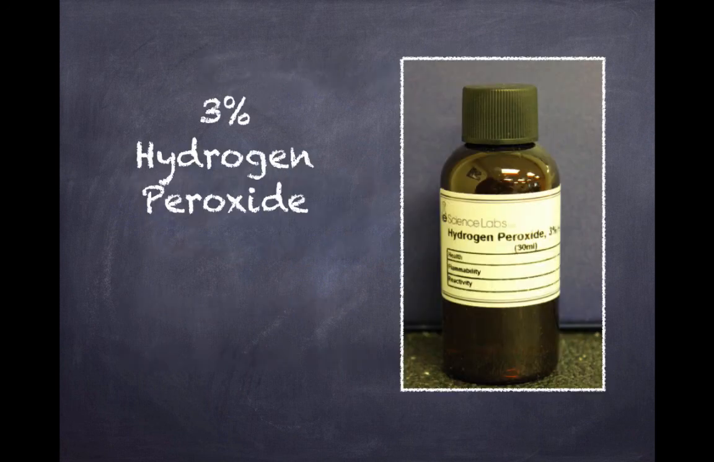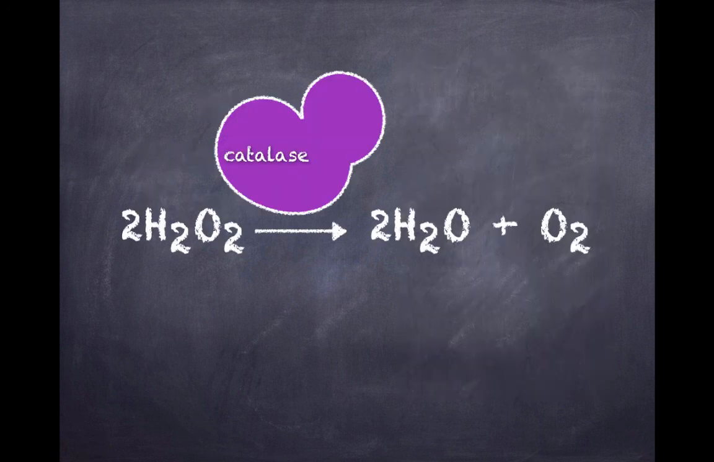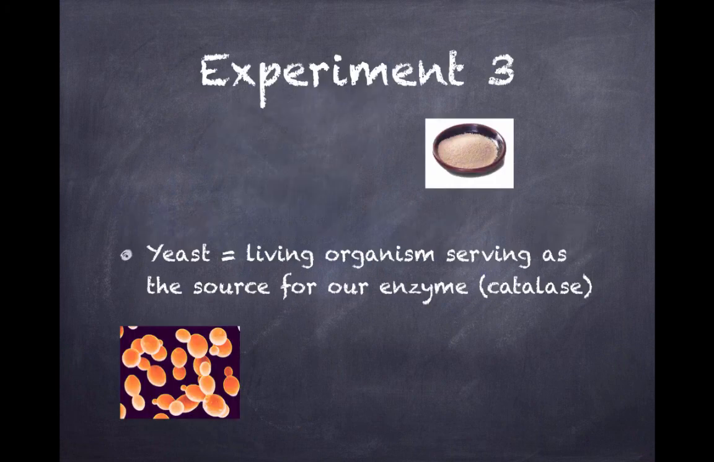Here I'm showing you what the 3% hydrogen peroxide bottle looks like. To review, the reaction that we are going to be studying is this one, where hydrogen peroxide gets turned into water and oxygen gas by the presence of the enzyme catalase, represented here by the purple. In our experiment, we will be using yeast as a living organism as a source for our enzyme catalase. And what we will be measuring is the oxygen gas production.